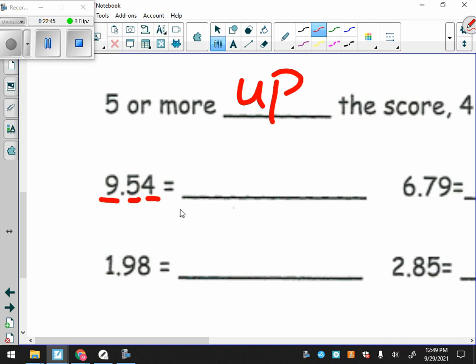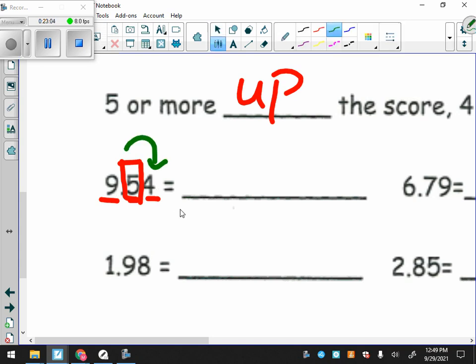9.54. Which one of these numbers is the 10th spot? Carl. The 5. Is the 5 going to stay a 5 or go up? Nikki. Stay at 5. Why?